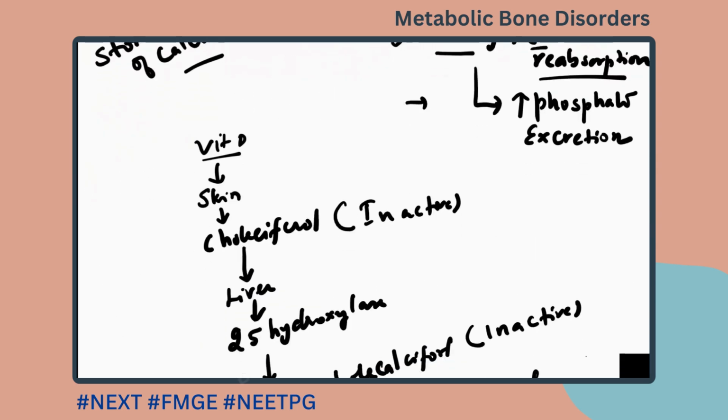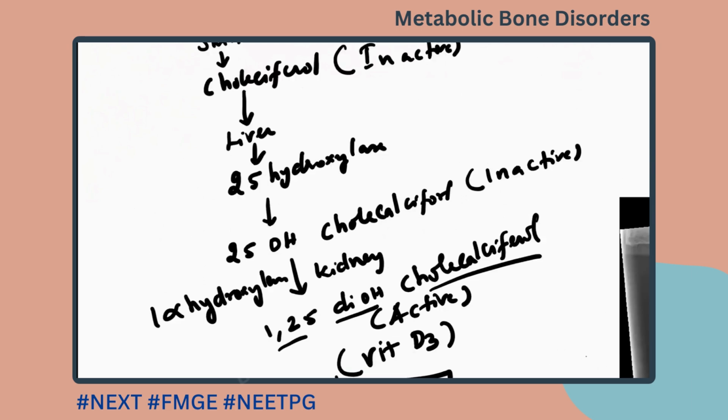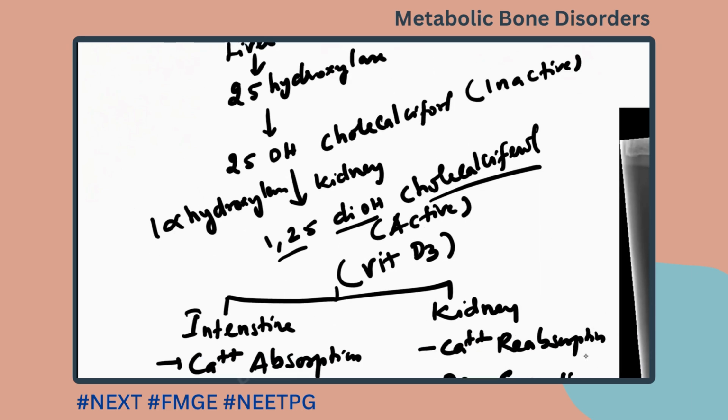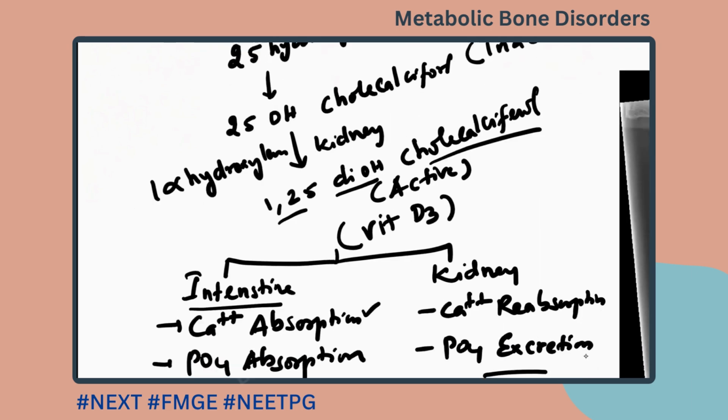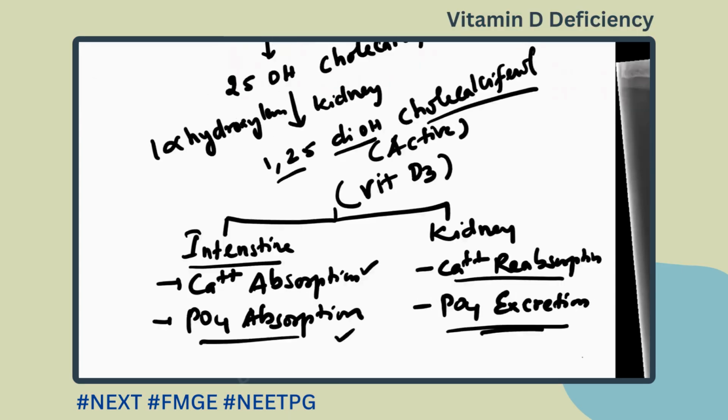In a similar way, vitamin D, when it becomes active, acts on the intestine and causes calcium absorption and phosphate absorption. On the kidney, it causes calcium reabsorption but phosphate excretion. So these are three important hormones which act around calcium metabolism.